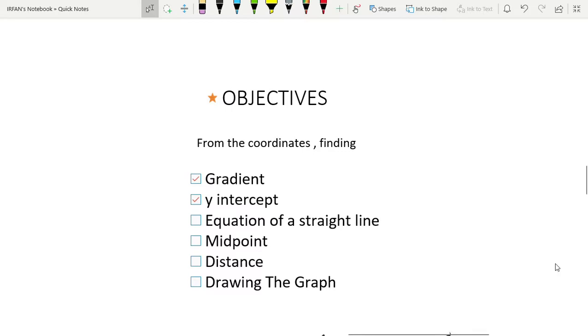Hey everyone, welcome again. So in the previous video, you have seen how to find the gradient and the y-intercept from the coordinates. Now we are going to show how to start finding the equation of a straight line from the coordinates.